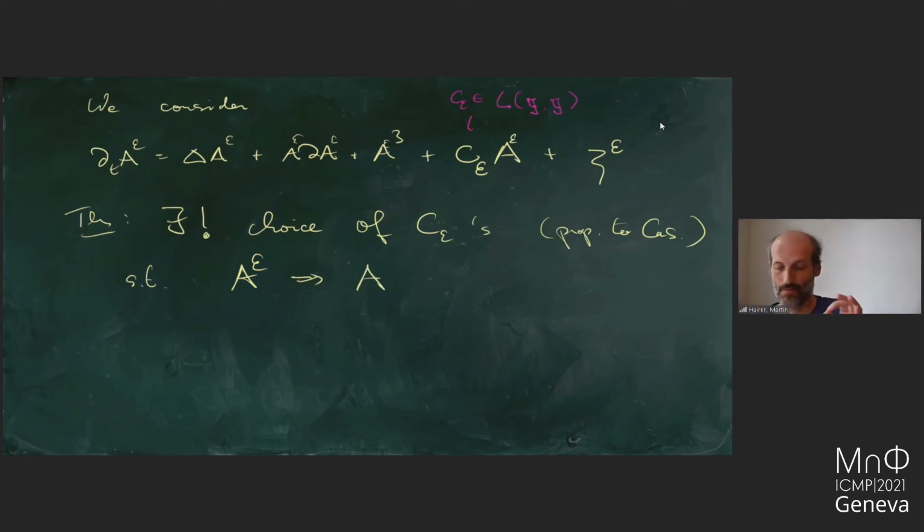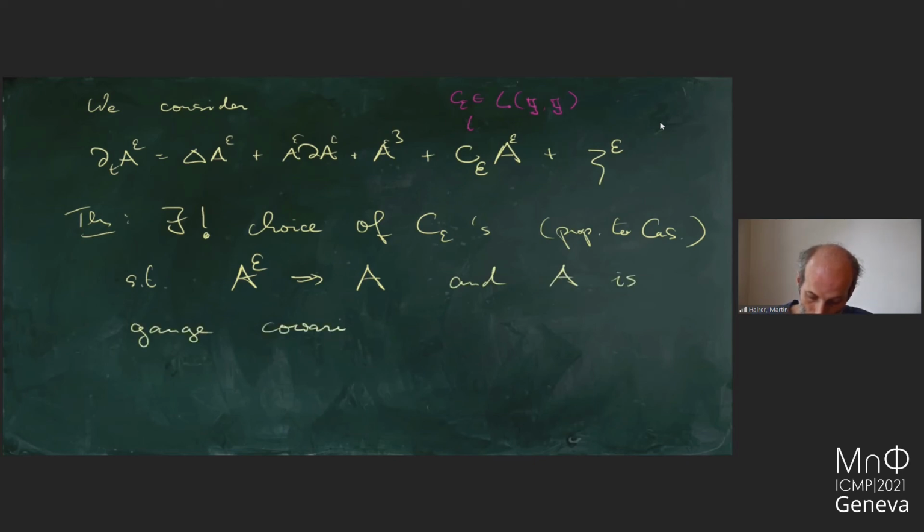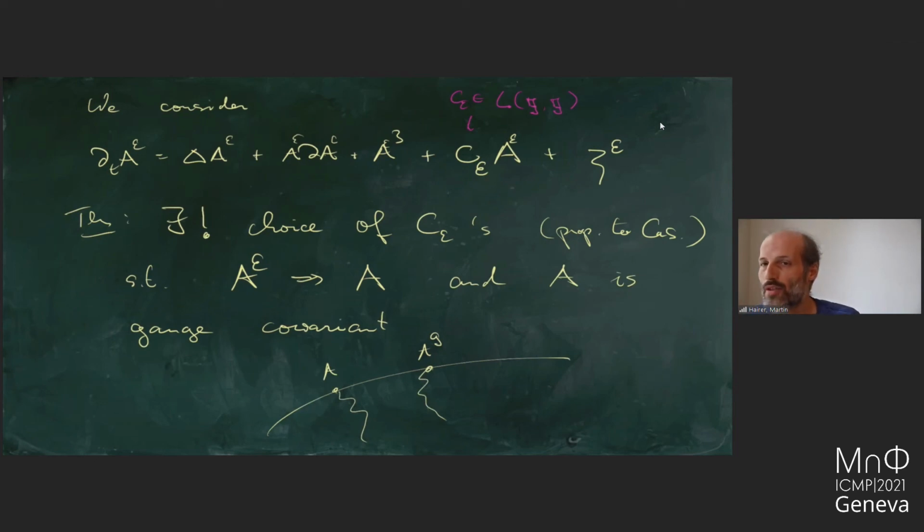And so that's not just, as one single guy, it's really convergence as somehow a flow, as a Markov process, so that these A epsilon converge to A, and A is gauge covariant, in the sense that I already tried to explain several times, right? So in the sense that if I start with two different initial conditions on the same gauge orbit, and I look at the two solutions, then they can be related by a random gauge transformation, for example. Okay. So that's one way of formulating this.